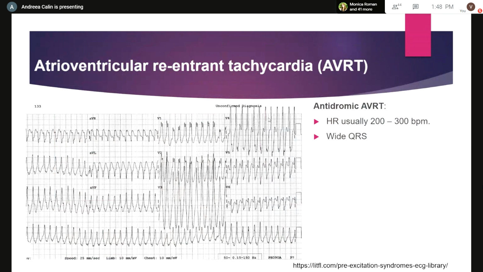This is a case of antidromic atrioventricular reentrant tachycardia. When there is a wide QRS complex, the heart rate is usually above 200, and the QRS is wide.